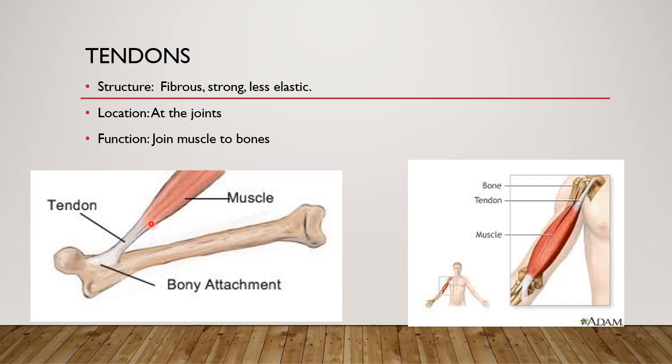This is the muscle, this is the bone, and this tendon is joining them. It is not freely moving, a little less elastic, but it is fibrous and strong. You can see here in your hand, this is the bone, this is the tendon, and this is the muscle. So the tendon attaches bone and muscle. Remember, a tendon attaches bone to muscle, or muscle to bone.